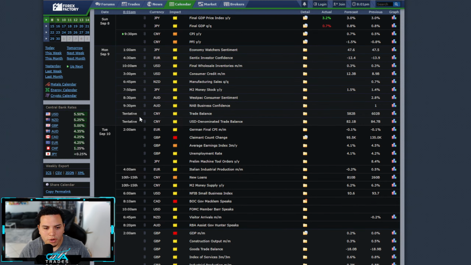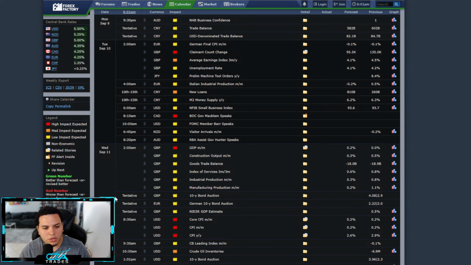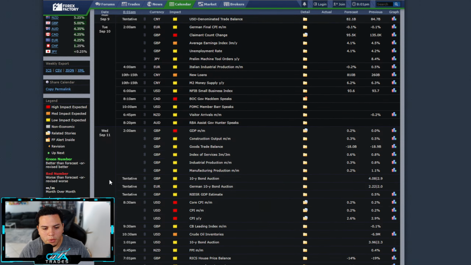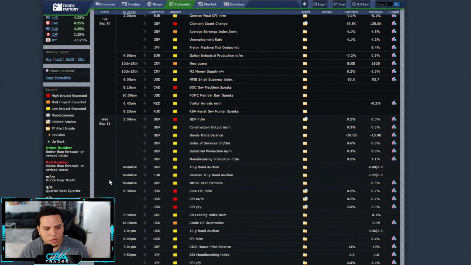Tuesday, we do have red folder, right? We have GBP during the London session, and we have CAD about an hour and 20 minutes before the New York market open. Wednesday, we see GBP during the London session. That's red folder news. Also, 1 hour before New York session open, we have CPI, USD, 8:30 a.m.